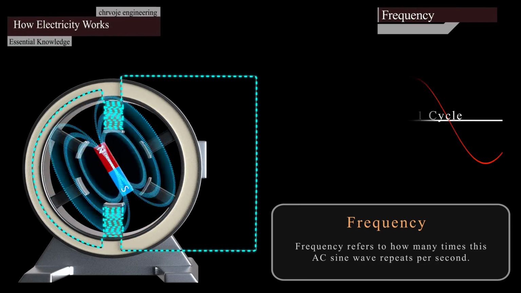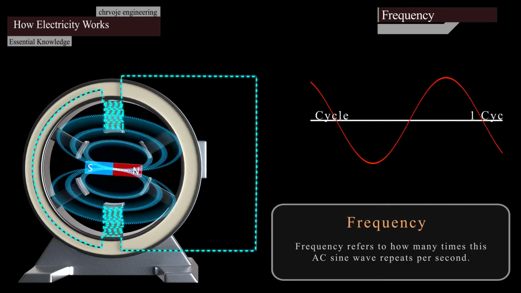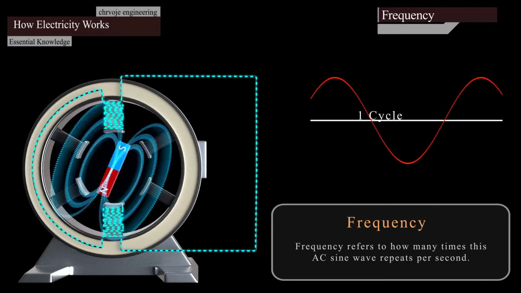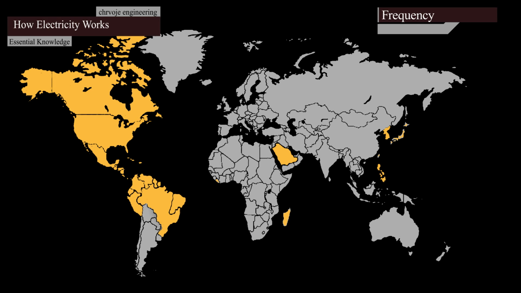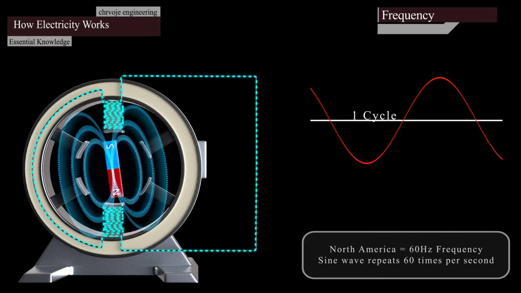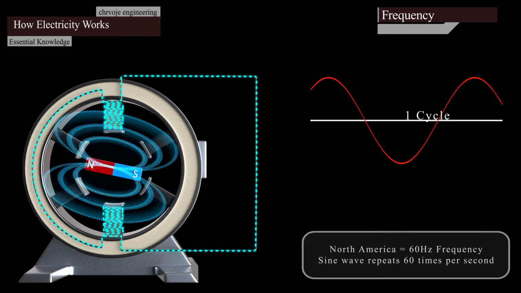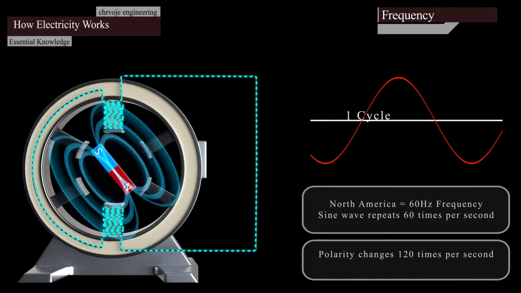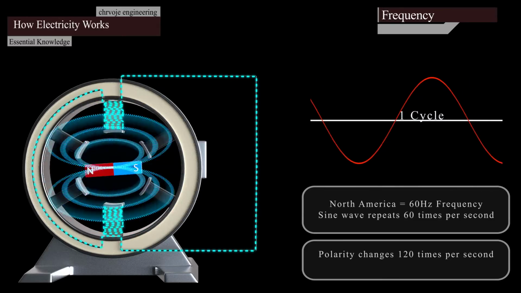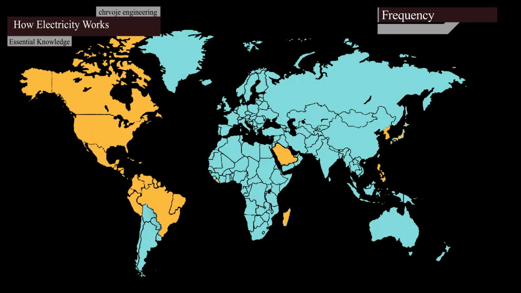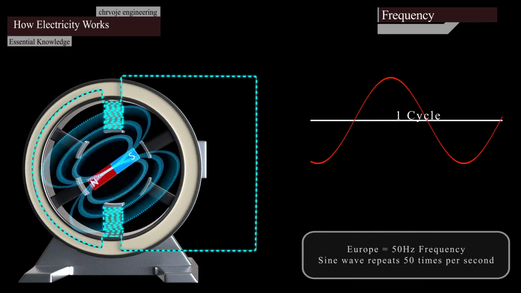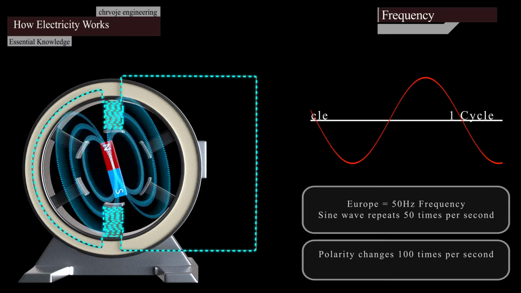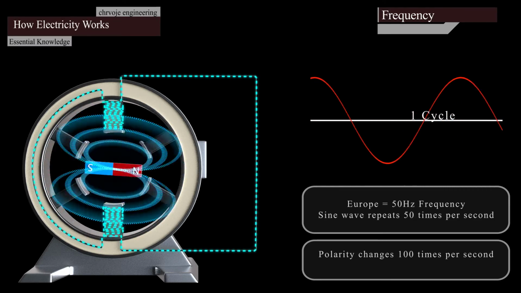What about frequency? Frequency refers to how many times this AC sine wave repeats per second. In North America and a few other parts of the world, we find 60 Hz electricity at the outlet. This means that the sine wave repeats 60 times per second, and each wave has a positive and negative half. This means that the polarity will therefore reverse 120 times per second. In the rest of the world, we mostly find 50 Hz electricity, so the sine wave therefore repeats 50 times per second, and therefore the current reverses 100 times per second.